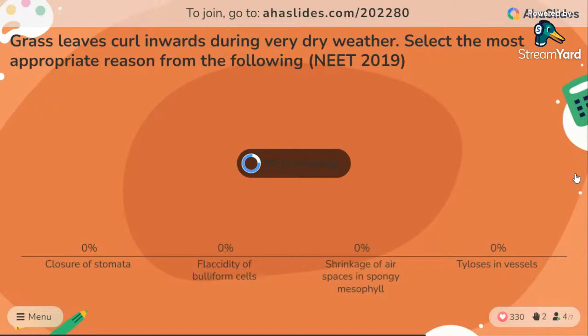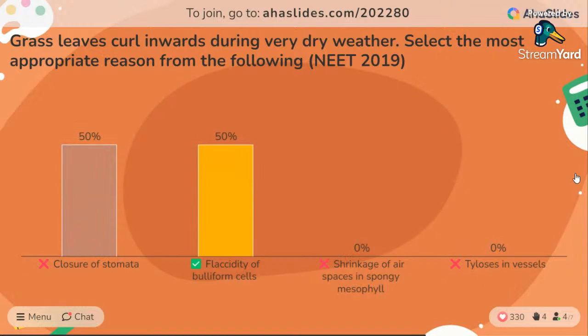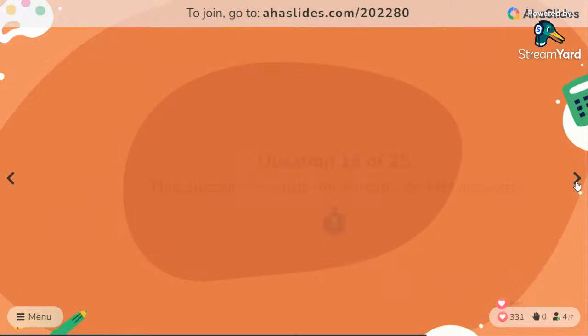Closure of the stomata, flaccidity of bulliform cells, shrinkage of air spaces in spongy mesophyll, tyloses in the vessel. We discussed this in the class. Yes, it is due to the flaccidity of the bulliform cells. Grass leaves curl inward during dry weather due to the flaccidity of bulliform cells. We studied the same statement I have told you. Let's move on to the next question.